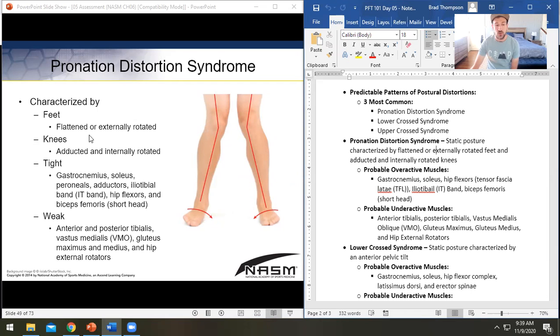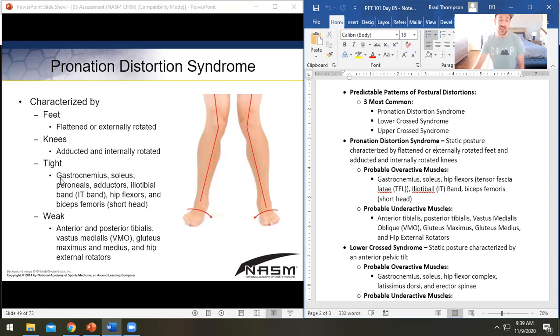So pronation distortion syndrome is flattened feet, the inside arch of the foot flattening down, or externally rotated feet. Sometimes you'll see that as well, rather than me keeping my toes forward as I flatten. Sometimes you'll also see that duck posture. And you'll notice my knees are still kind of facing forwards, even though my feet are turned this way. My knees should be facing outwards if I'm like this, but they're not. So those are the two that you'll often see.